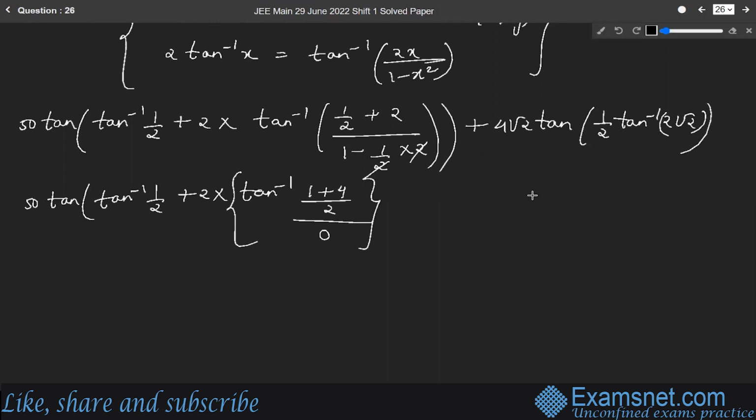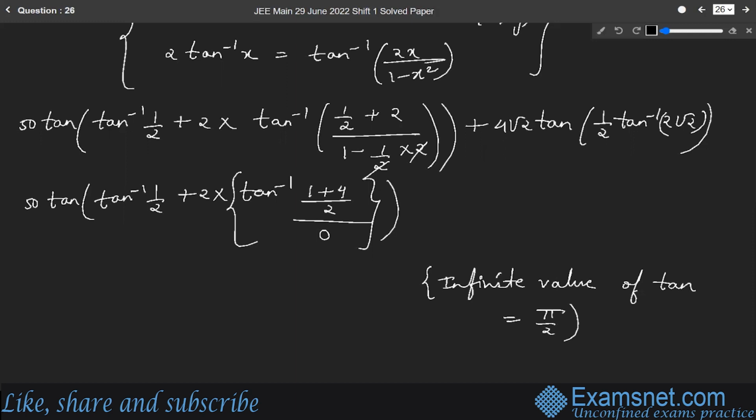And we know that the infinite value of tan is always equal to pi by 2. Okay. So remember this. Infinite value of tan is always equal to pi by 2. So this particular term will be equal to pi by 2.